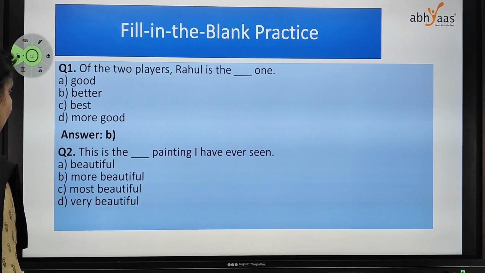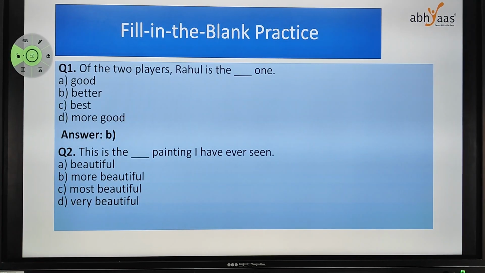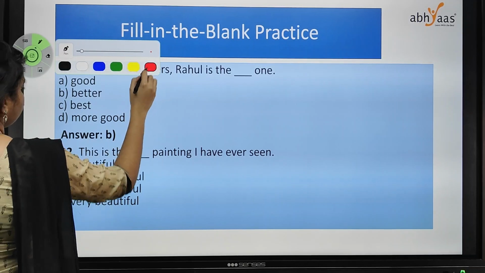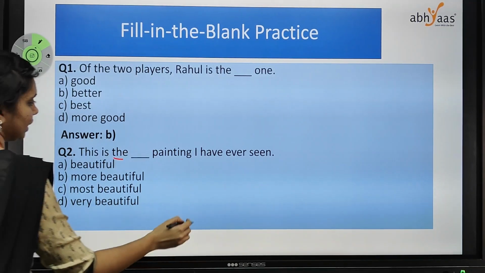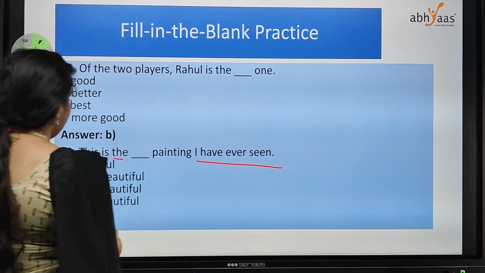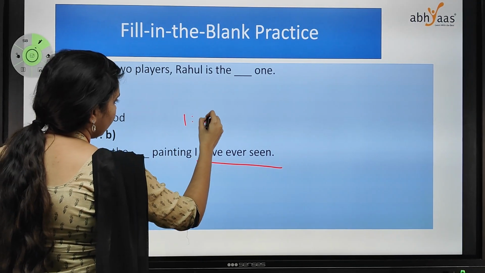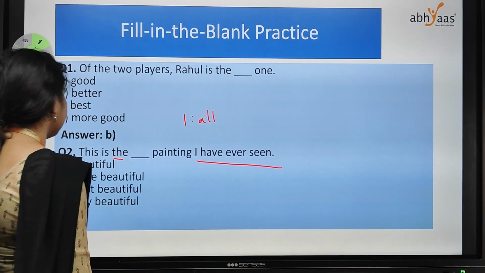Let's look at another one. This is the dash painting I have seen. Again we have a clue here, right? We have a clue here, and he is saying that I have ever seen. That means here one painting is being compared to all the other paintings that he has seen.